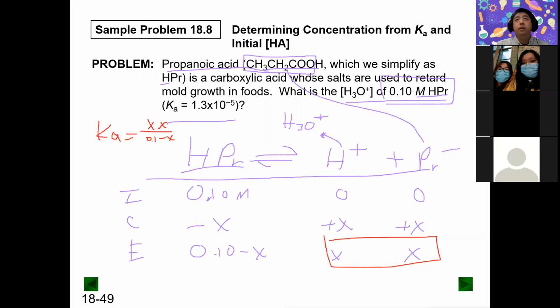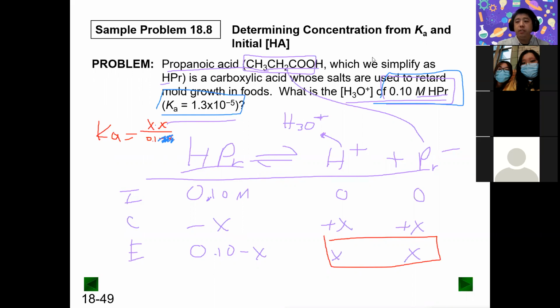All right. Once I do that, again, I can assume that the change is negligible. We're assuming Ka is a very, very small number. 0.1 is a large number, at least in relationship to Ka. So this is gone. So at this point, this just becomes X times X over 0.1 is equal to my Ka value.